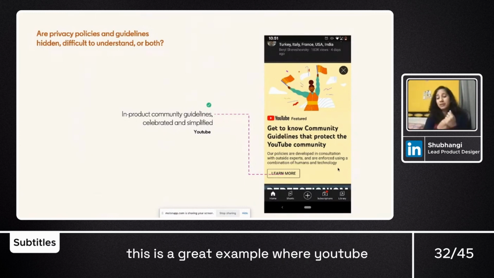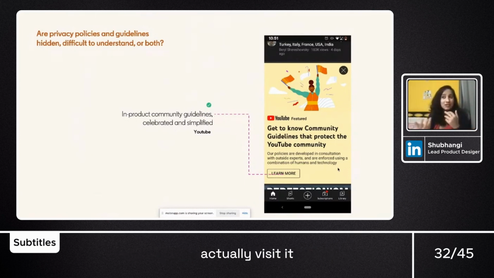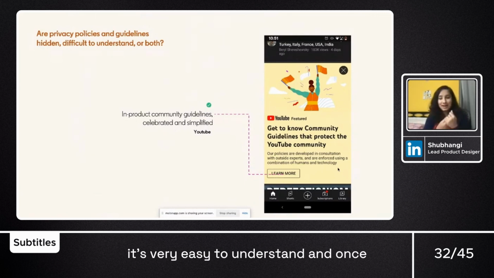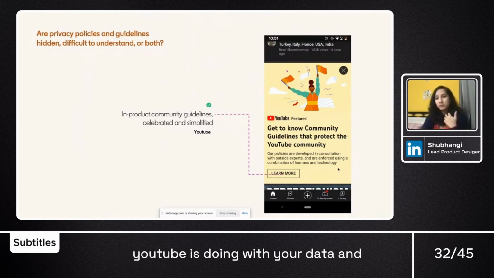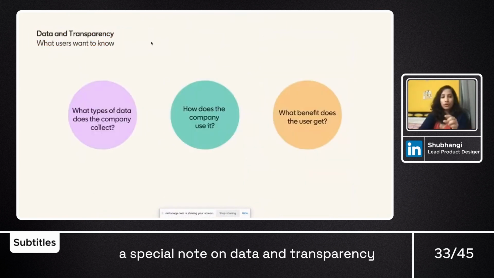This is a great example where YouTube actually brings it to the front, enlivens it with great illustrations and amazing typography. It will actually make you feel like clicking it, and when you visit it, it's very easy to understand. And once you understand these things, it makes you a part of the trust journey, where you're figuring out what YouTube is doing with your data, whether you're okay with it or not, and you're able to make those decisions.